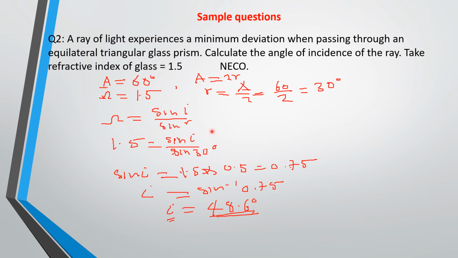So you see how we solved this problem relating the refracting angle, and how we are able to apply Snell's law to get the angle of incidence for this ray of light that experiences a minimum deviation.